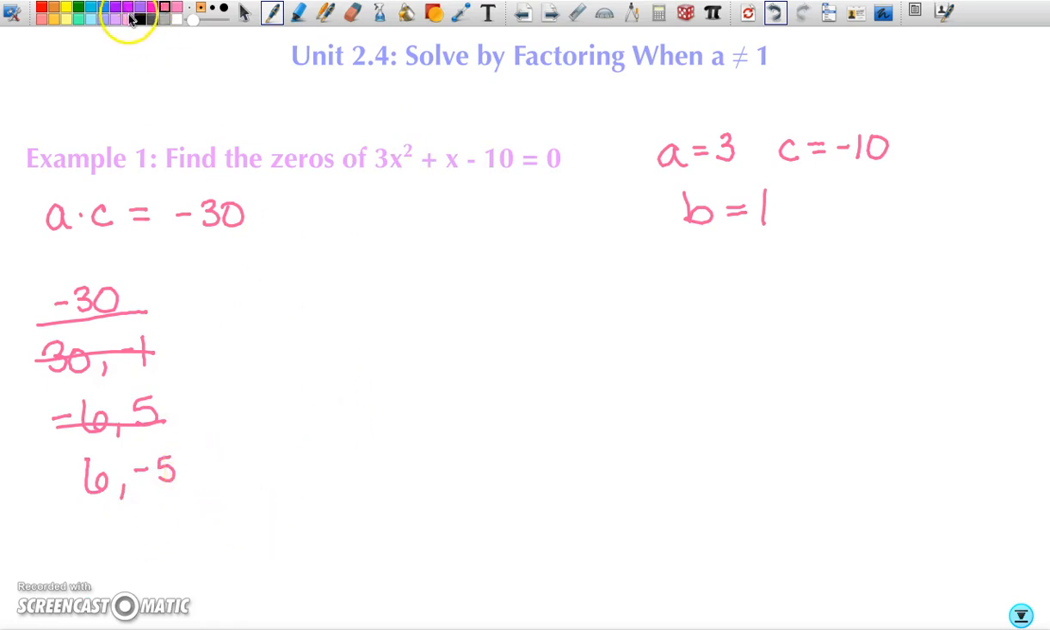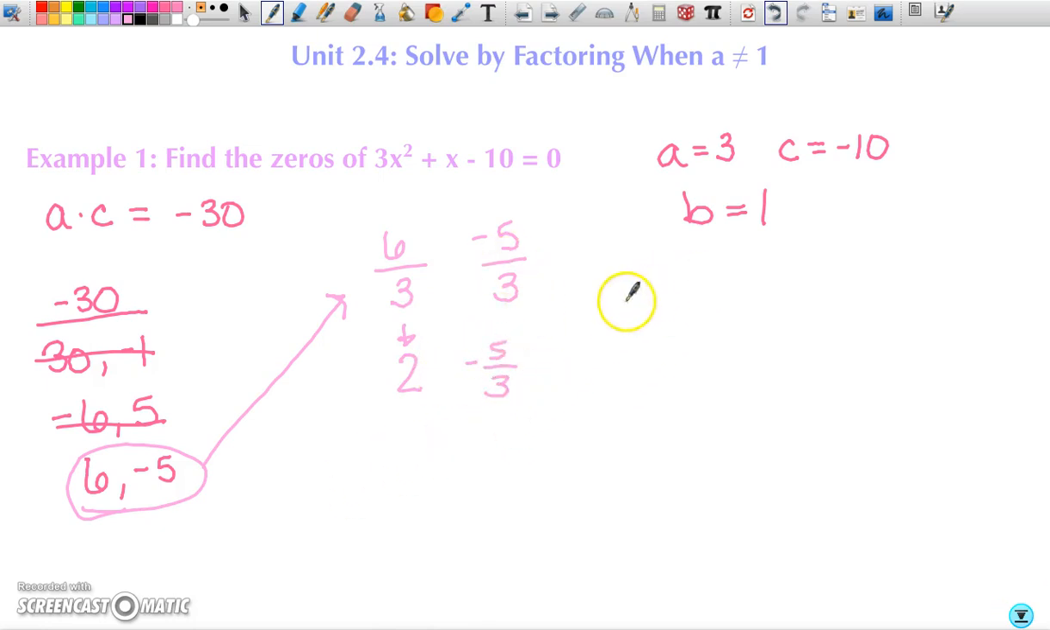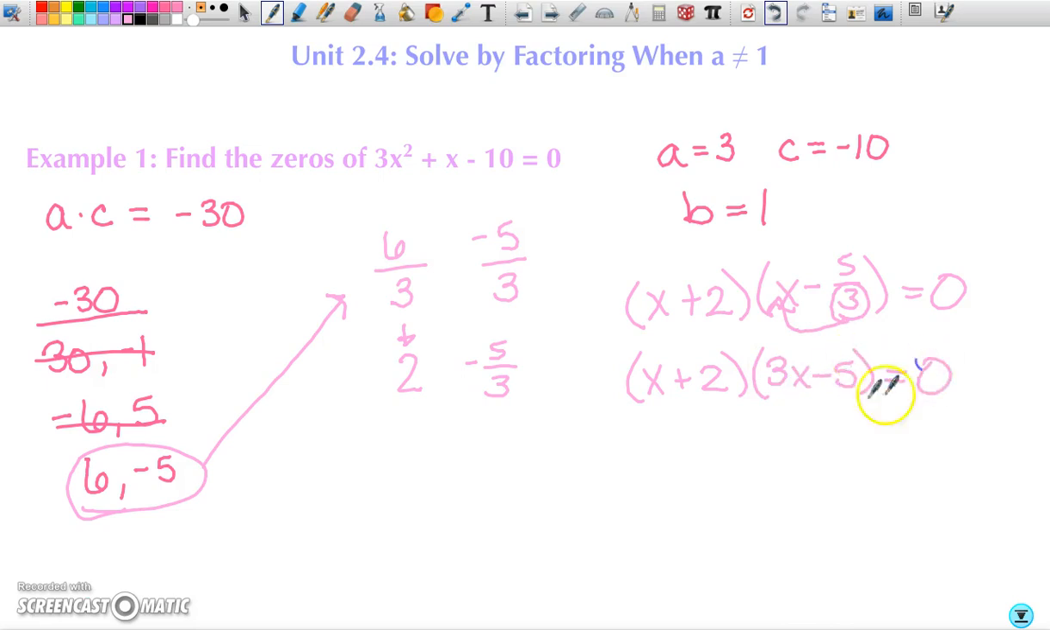So our extra step here that we didn't have in the last one is to take these two numbers and divide them by your a term, which is 3, and then divide the negative 5 by your a term, which is 3. Simplify if you can, which this one we cannot, and then we're going to write our factors. So x plus 2 and x minus 5/3. Now to get these into factors, we need to get rid of this fraction here. So I'm going to leave this as x plus 2, but I'm going to do a little slip and slide where you take the 3 and you slide it up in front of the x. So this becomes 3x minus 5 equals 0.